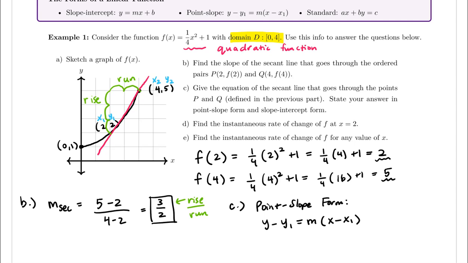So I just need an ordered pair that is on my graph and the slope. And for point slope form, it's nice because you can use any ordered pair that falls on the graph of your function. So I'm going to use the point (2, 2). That's right here. So I'm going to fill in y minus 2 equals my slope, which we calculated in part B, and then we have x minus 2 in our parentheses. So when the question asks for the equation of our secant line in point slope form, this is our final answer.